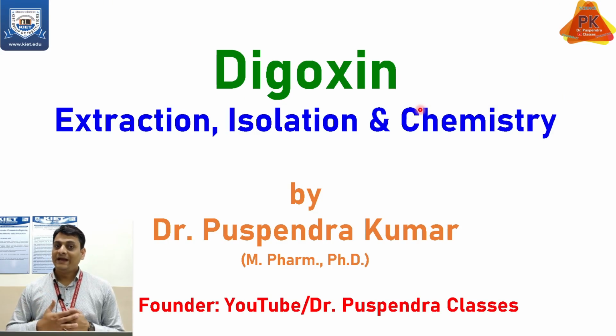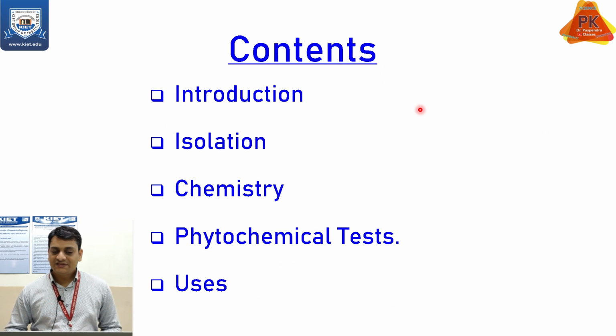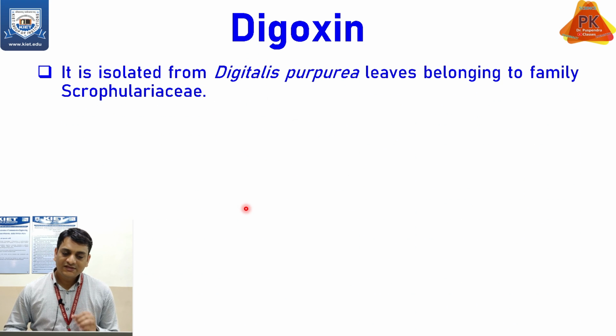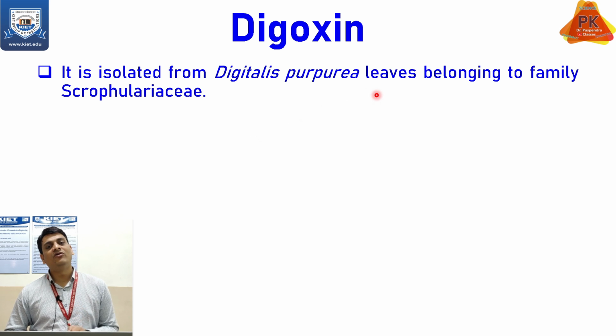Now coming to the introduction of digoxin. So these will be the contents: introduction, isolation, chemistry, phytochemical test and the uses. So coming to the introduction, digoxin is isolated from Digitalis purpurea leaves, which belong to the family Scrophulariaceae.